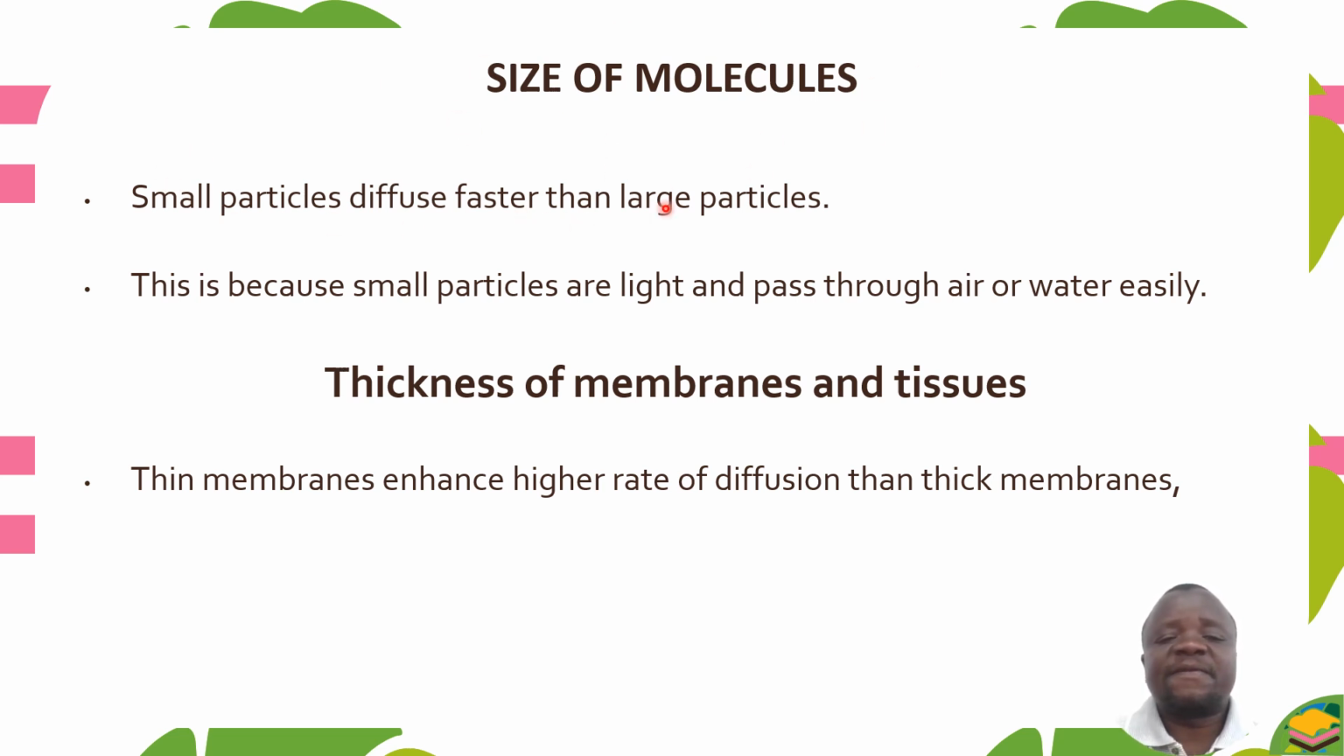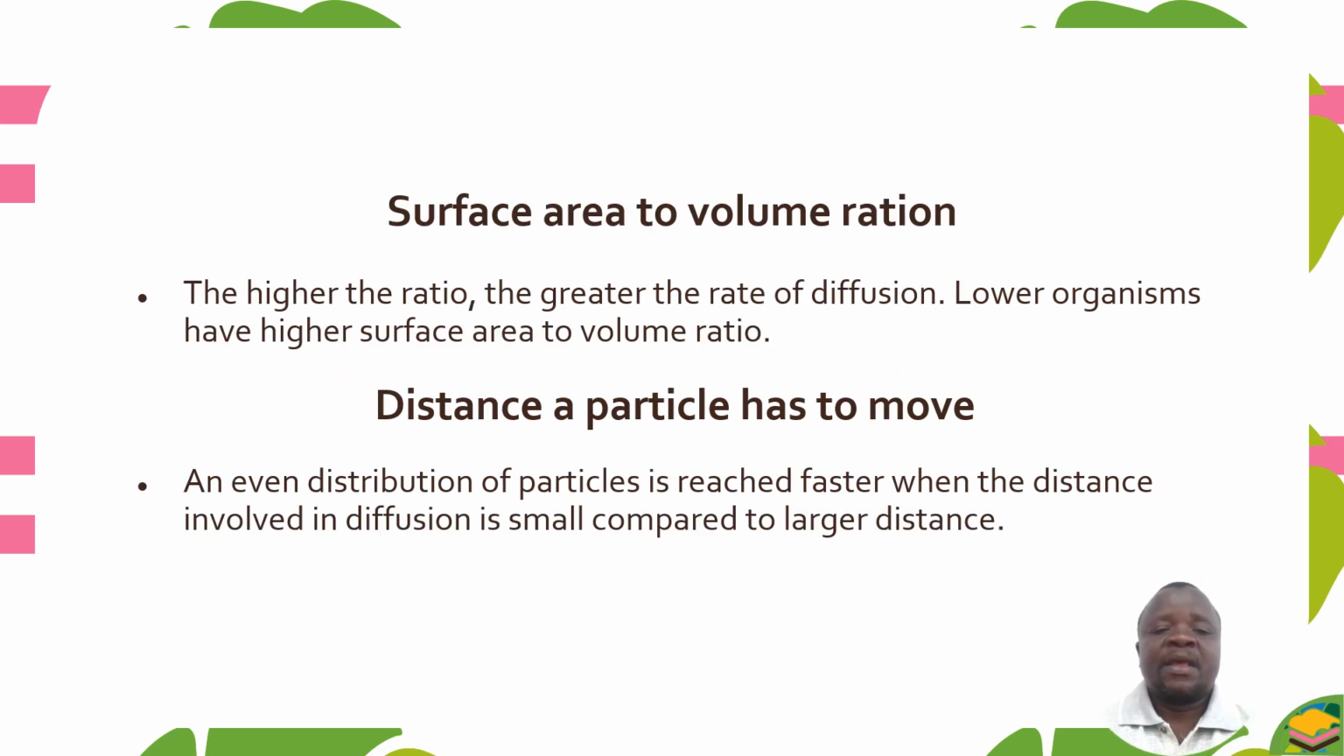Now we have also the size of the particles here. Small particles diffuse faster than large particles, and this is because the small particles are lighter and pass through air or water easily. So we have another factor which is thickness of the membranes and tissues. Now thin membranes enhance higher rate of diffusion than thick membranes. So this will shorten the distance that the particles automatically diffuse.